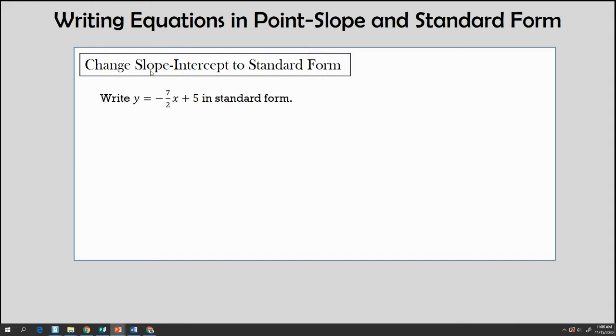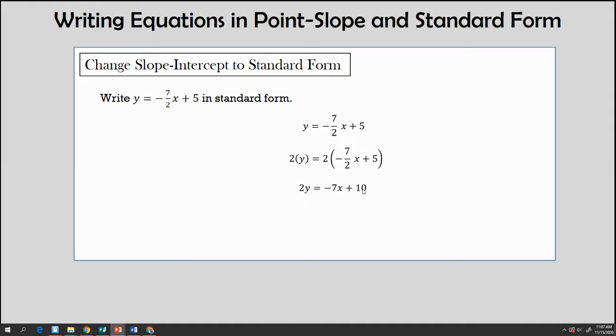All right, again, what if we were asked to change slope-intercept form to standard form? So now it's not point slope to standard, it's slope-intercept. Well, it's the same idea. We want to rewrite it so it's ax plus by equals c. No fractions, no decimals, right? So the first thing I'm going to do is get rid of this denominator of 2 here, this fraction. We're going to multiply both sides by 2. 2y is 2y. 2 times negative 7 halves, the 2's cancel, leaves you negative 7x. 2 times 5 is 10. Now it's written with no fractions.